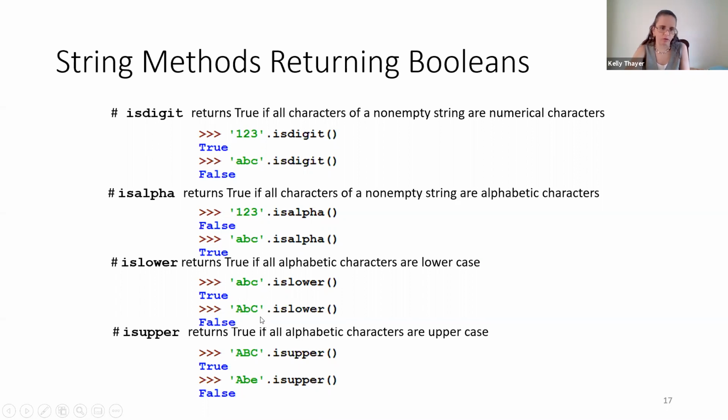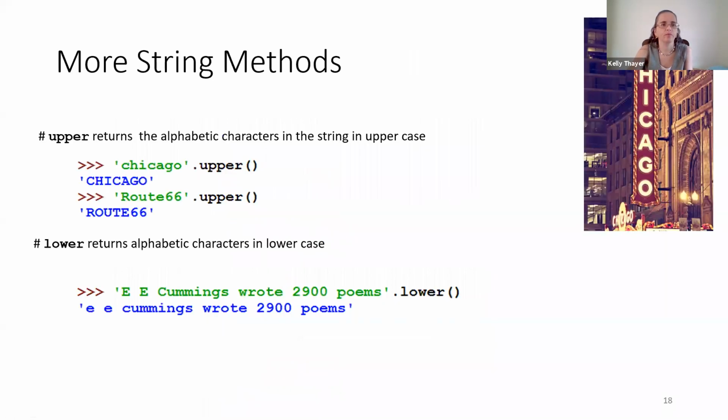So overall it will be false. Then we have the similar thing for the uppercase letters to check for uppercase. We also have some additional string methods. Upper is going to return the alphabetic characters in uppercase. So unlike isupper, which asks the question, is it in uppercase? Upper is like the coercion functions. It says, make it into uppercase.